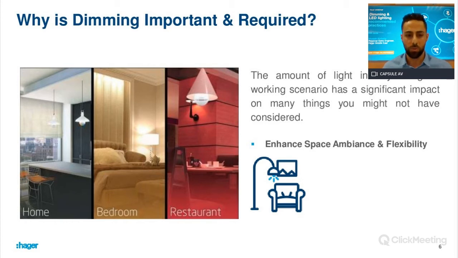In most of our homes, we have either switch on or switch off. So we don't experience the low level of dimming, how it affects our mood, how it affects our comfort inside our home. So this is what we mean by ambience and flexibility.